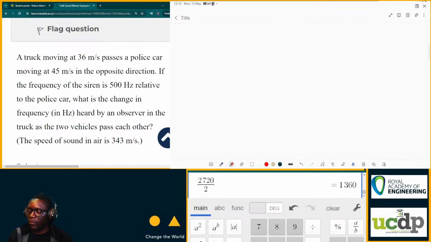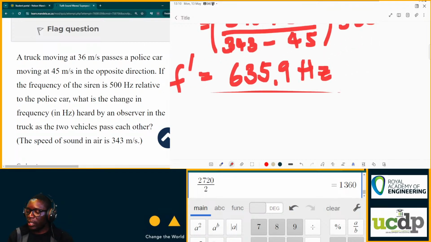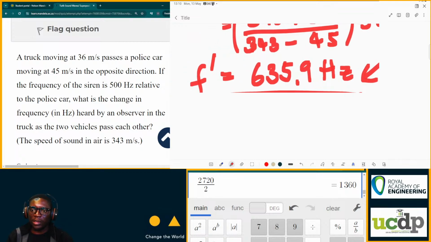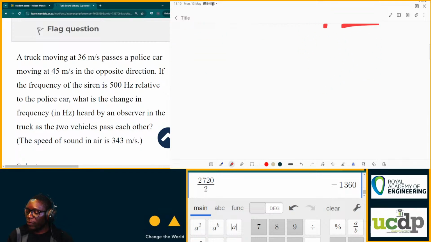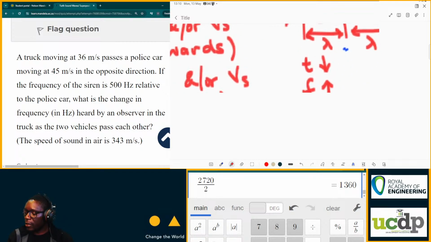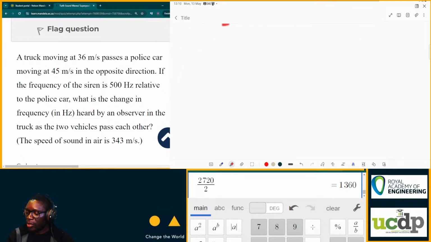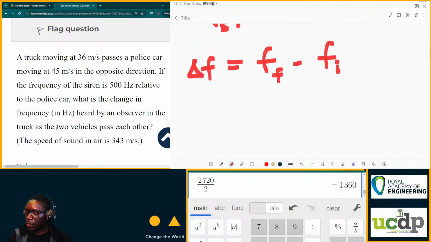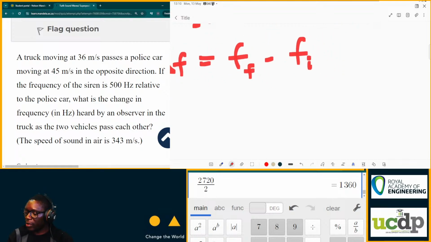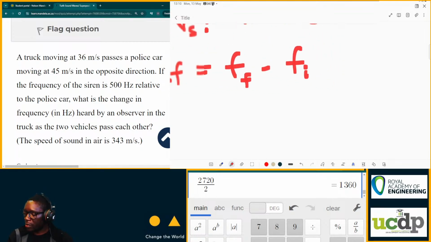So which means we have a case whereby this is the frequency observed as the police vehicle approaches, or as the vehicles approach each other, but we need to also find the frequency after the two vehicles pass each other. So what that means is our delta F, the change, is always final frequency minus initial frequency. Or otherwise we'll find the absolute value. If that gives us a negative, that is not a problem.